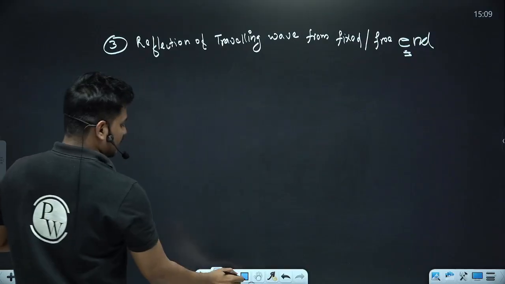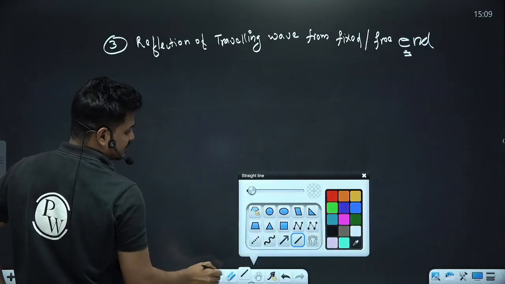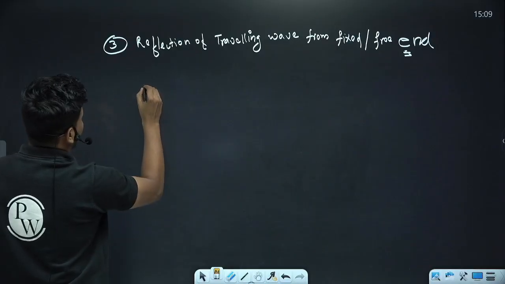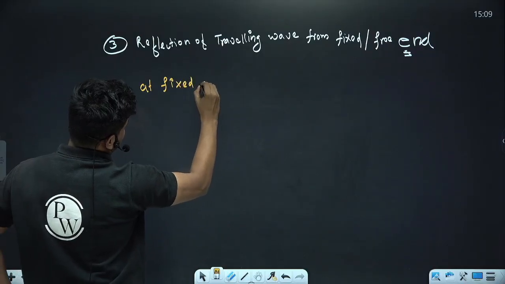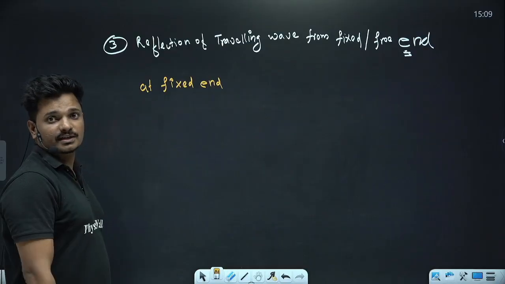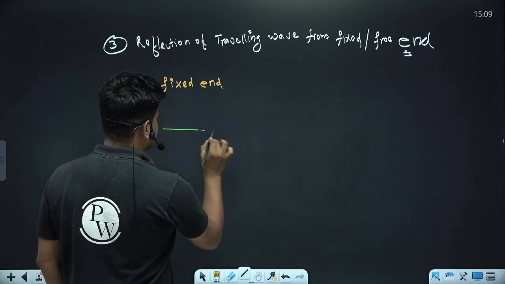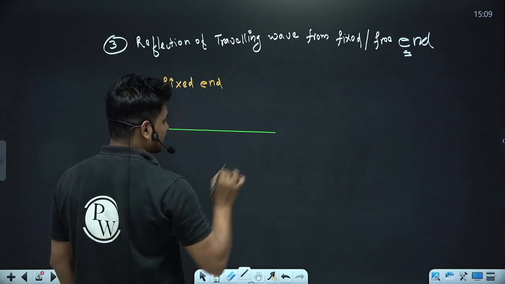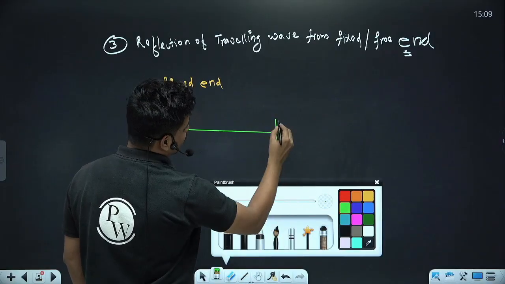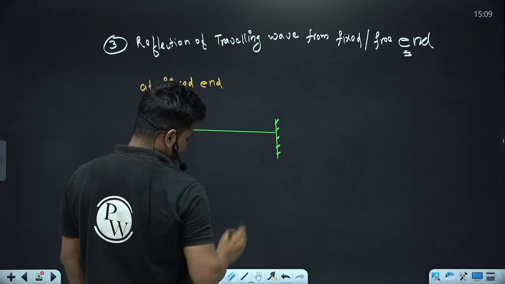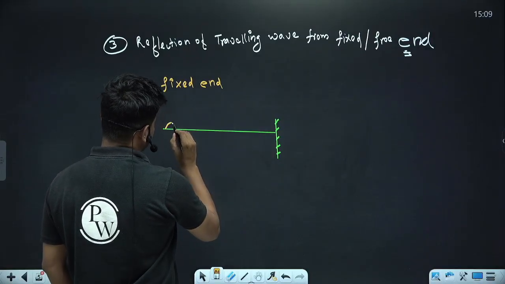I am considering first the reflection at a fixed end. What happens? Let's check that first. Consider this is a string, and this is the fixed end. Just imagine a pulse is created here, like this.